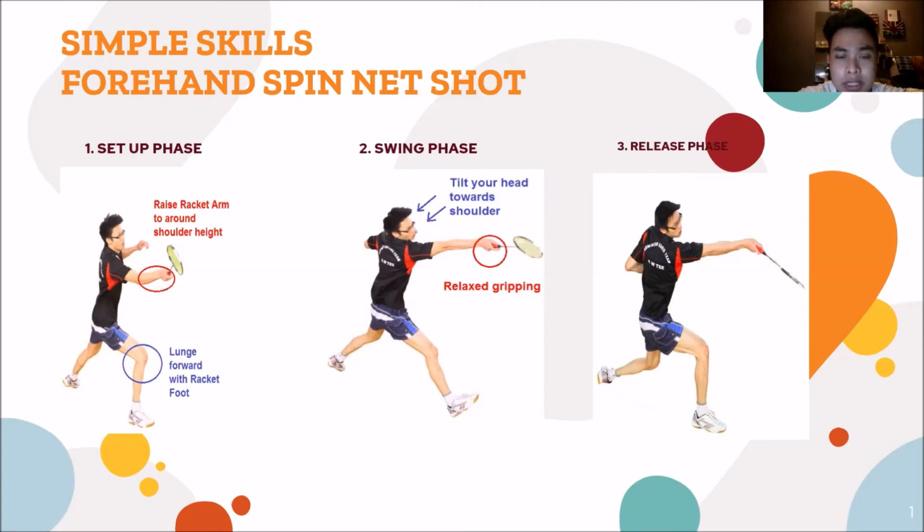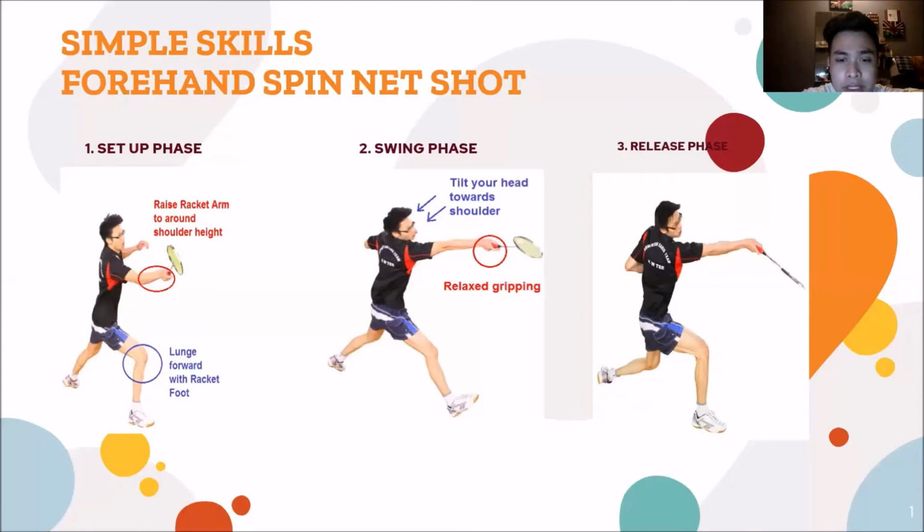In the setup phase, you will need to lunge forward to the net with your racket foot while you are moving forward, and raise your racket arm to around shoulder height, because this will be the ideal height where you can make contact with the shuttle.